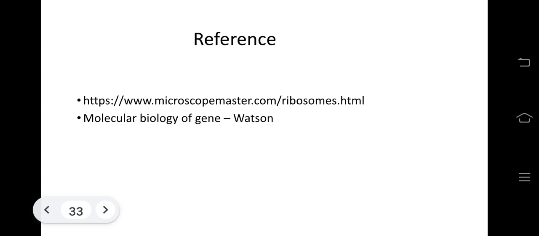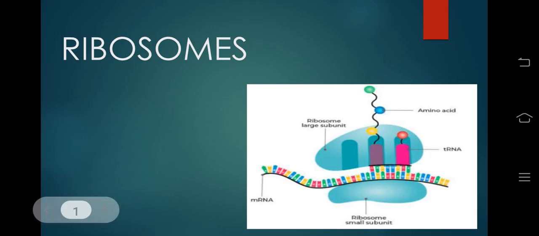Once again, let's have a quick recap about ribosomes, their production, structure, composition, etc. The ribosomal large subunit is shown here. Amino acids are there, tRNA is there, mRNA is present, and then the ribosomal small subunit is also there.